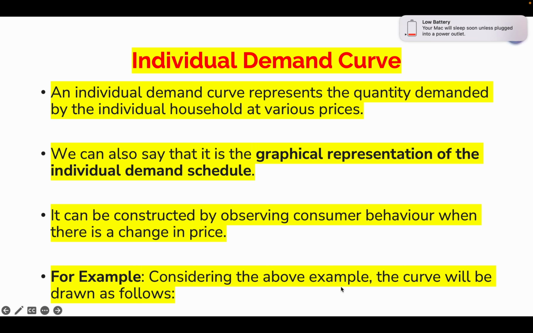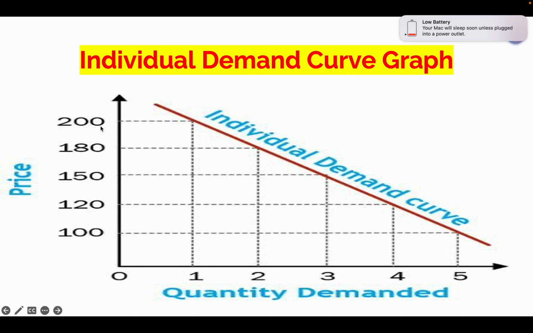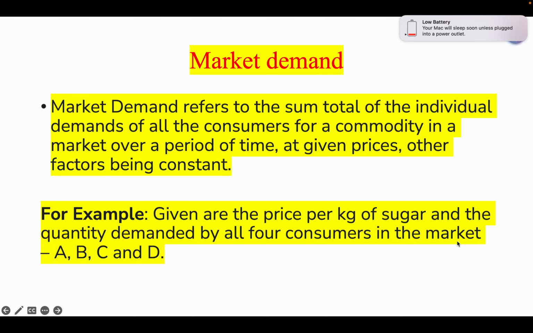You can see that once the price comes to 200, the demand curve goes down and the quantity demanded will be 1 kg. But once the price is 100, the price goes lower, the quantity demanded goes higher, and it comes to somewhere around 5 kg. So here we are talking about market demand now.